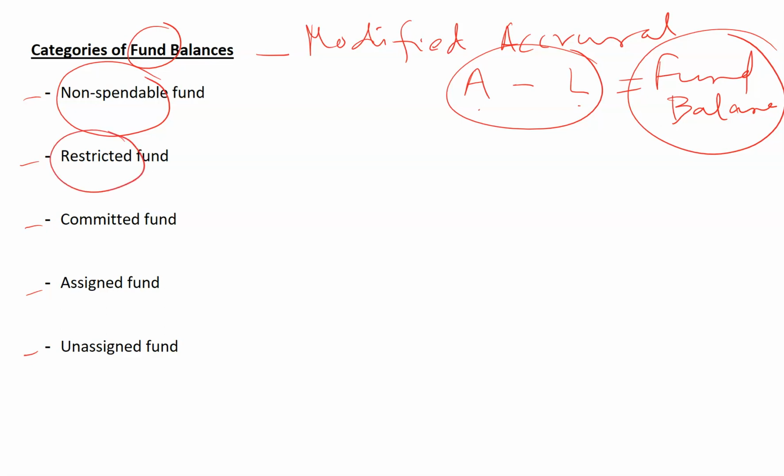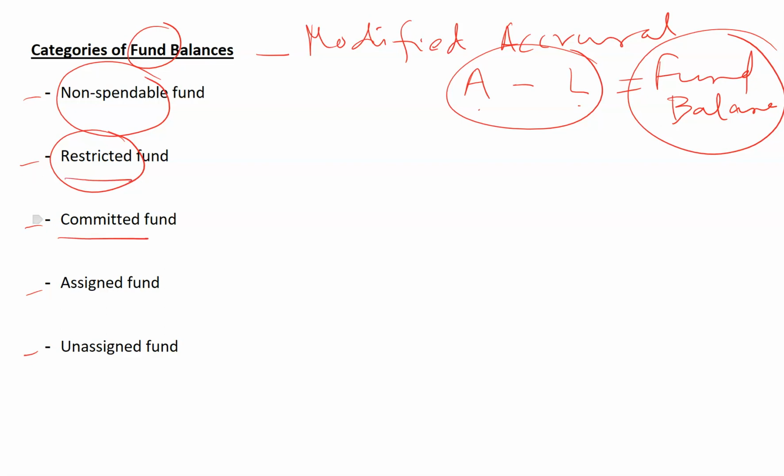Another is restricted fund. So these fund balances are restricted by external authorities. It could be any legislator or any donor or grantor. They could say that this fund will be used for a specific purpose. Because of those restrictions, you have to keep aside those funds and you will label it as restricted funds.